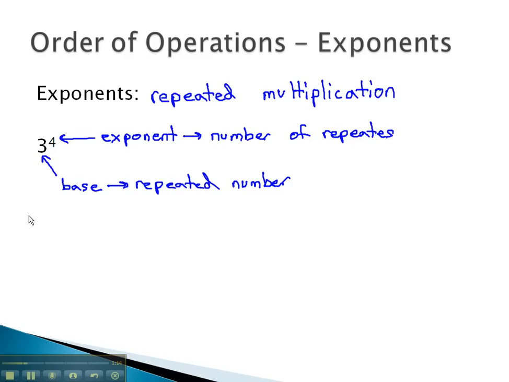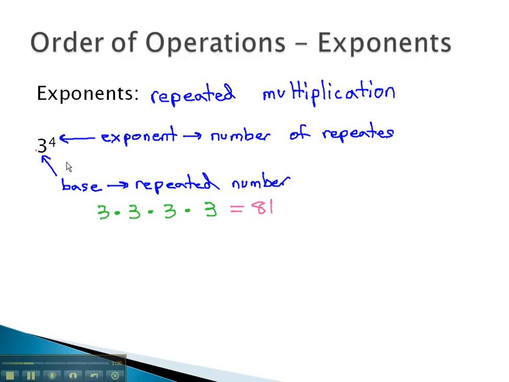So this problem, 3 to the 4th power, would mean the number 3 is repeated 4 times. 1, 2, 3, 4. 3 times 3 times 3 times 3. Turns out, this comes out to be 81.